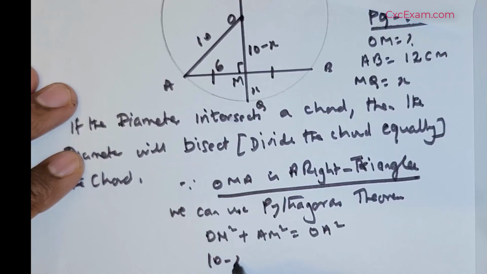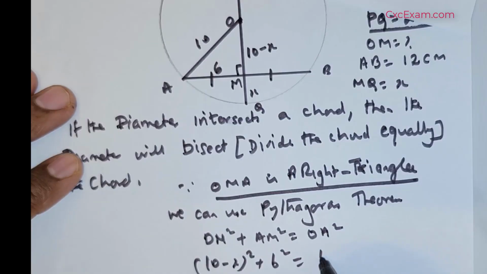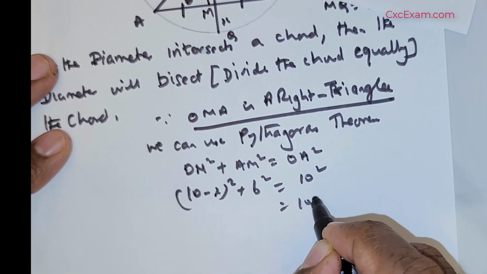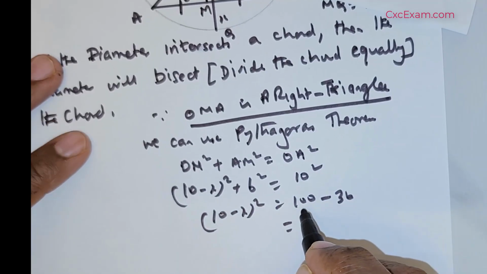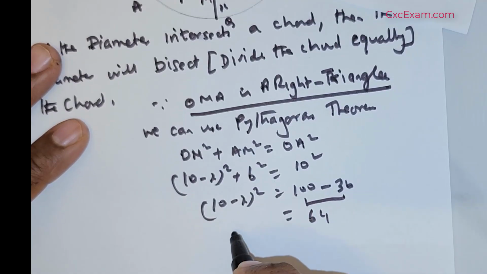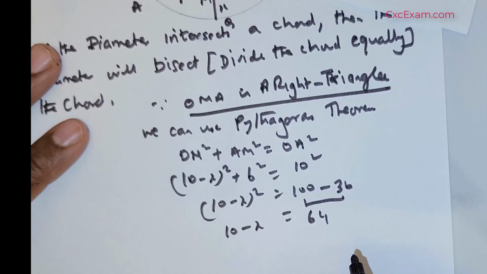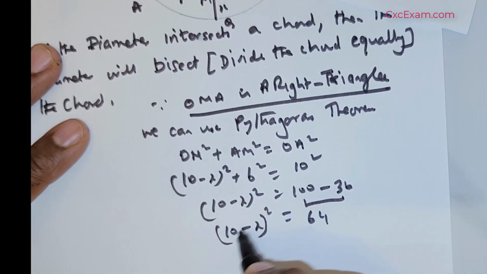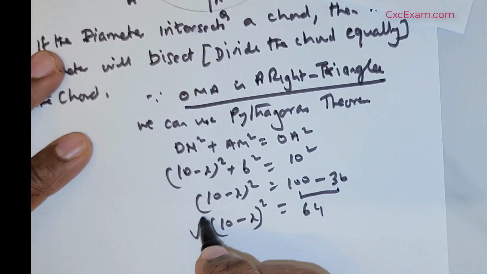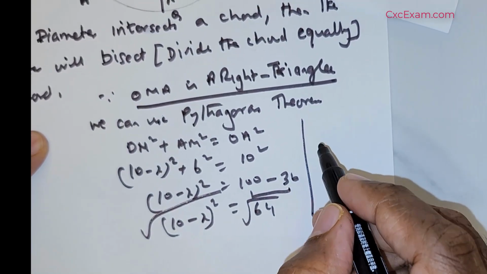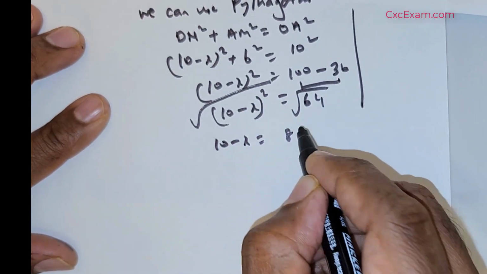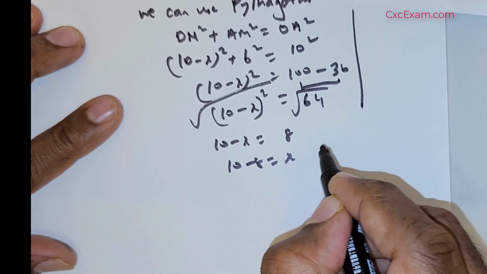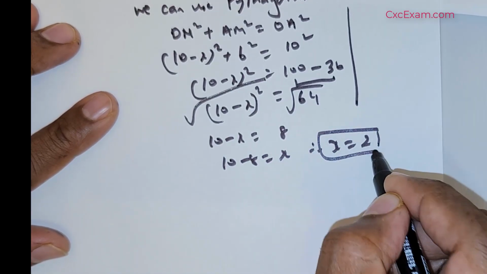So OM squared is (10 minus x) the whole squared, AM squared is 6 squared, and OA squared is 10 squared. So this is 100 minus 36 is equal to (10 minus x) the whole squared. Now this is going to give me 64. So (10 minus x) raised to the power of 2 is equal to 64. Now if I take the square root on both sides, I would get 10 minus x is equal to 8. So that means 10 minus 8 is equal to x. So x is equal to 2 units.